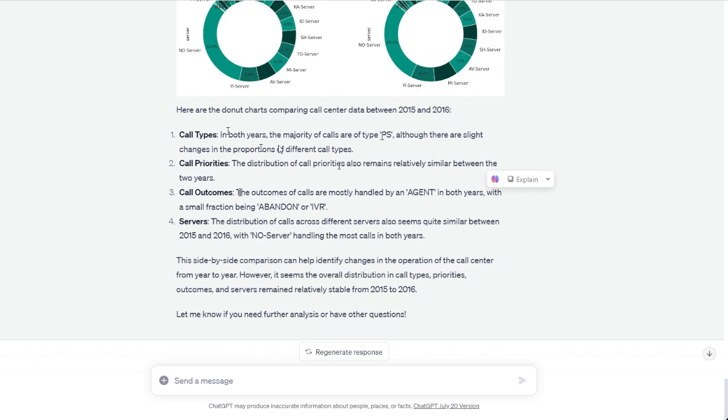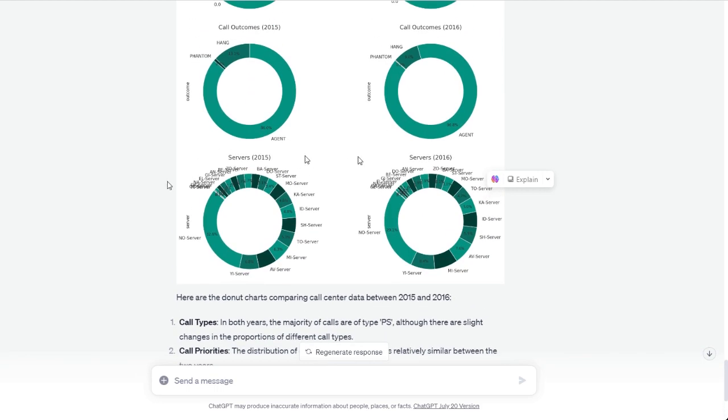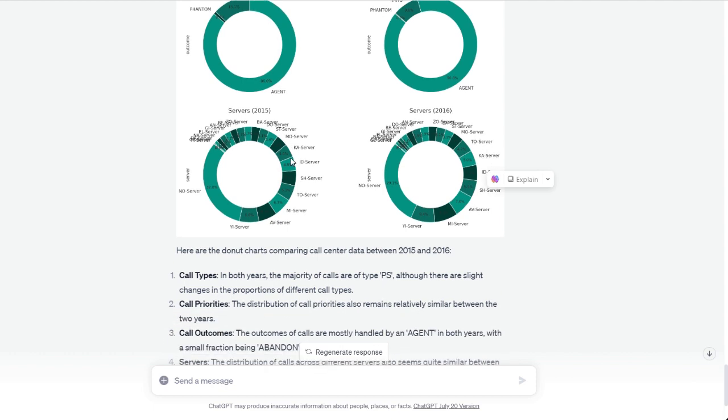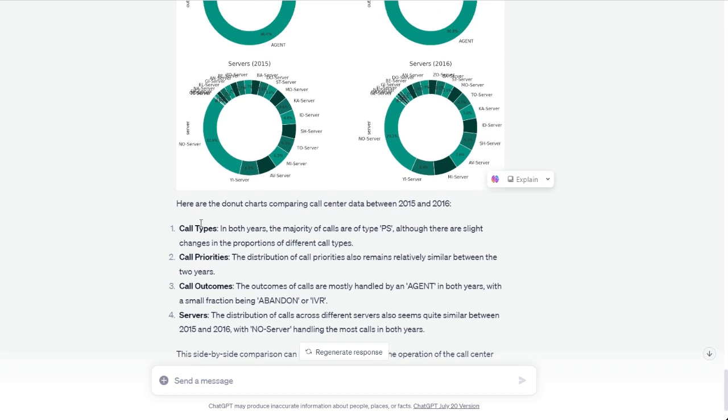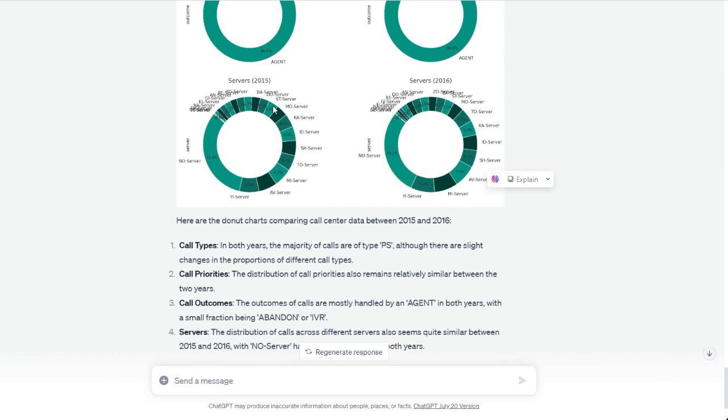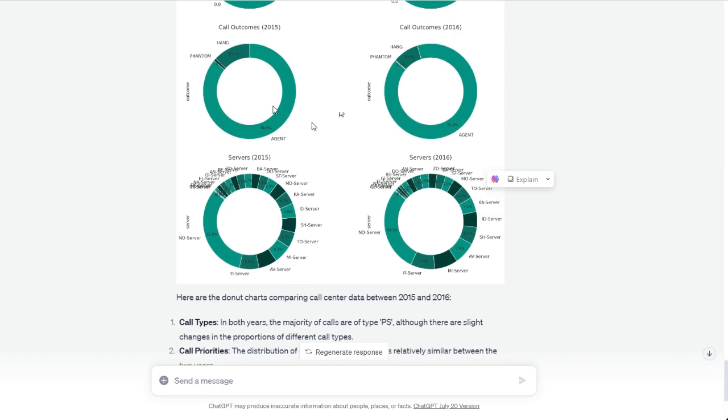Wow. If you're creating a dashboard, you might have someone clicking a filter or something like that. But in here, it's so quick to do the two different time frames and then create the story around the comparison, which is amazing. The distribution of calls across different servers also seems quite similar. And just think about how quickly you can move from one thing to the next, to the next. This is just so powerful. So I can say, okay, let's drill into call outcomes.